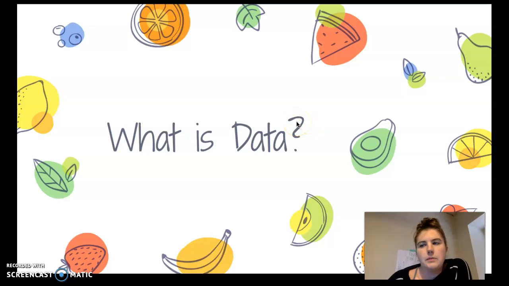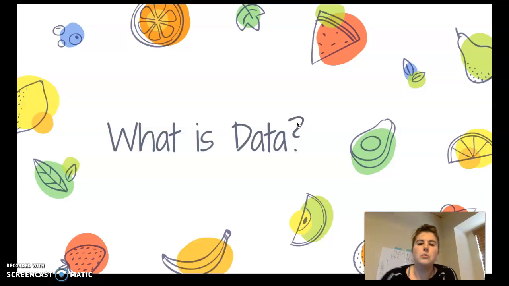So we have two different types of data. We have categorical data and numerical data. So categorical data is the first one that we're going to be using and representing on different charts and graphs. This is the numbers that are collected into groups or categories. You can remember this by categorical is categories.